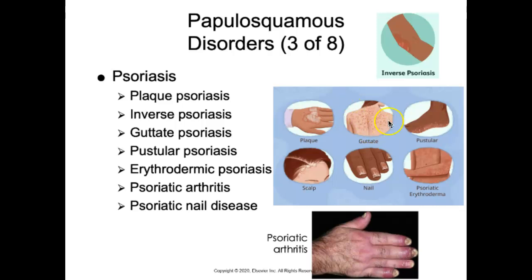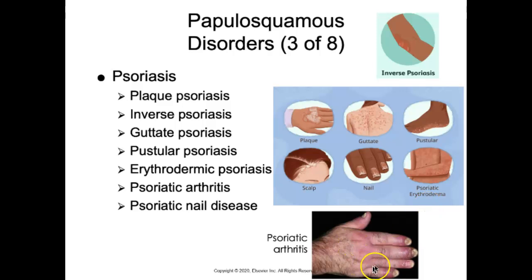We have guttate psoriasis, which is when we have these small papules on the trunk and extremities, and this tends to pop up after a streptococcal respiratory tract infection and then disappear within weeks or months. Our other type is going to be our pustular psoriasis that appears as blisters of non-infectious pus. Then we have our erythrodermic psoriasis. It's represented with red scaling lesions, and typically it is itchy as well.